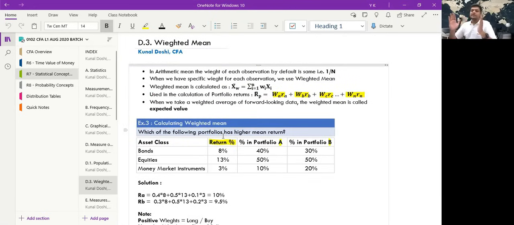Good morning once again, everyone. Let's do the further part. We have covered the mean. Now let's cover the risk part, that is the dispersion.